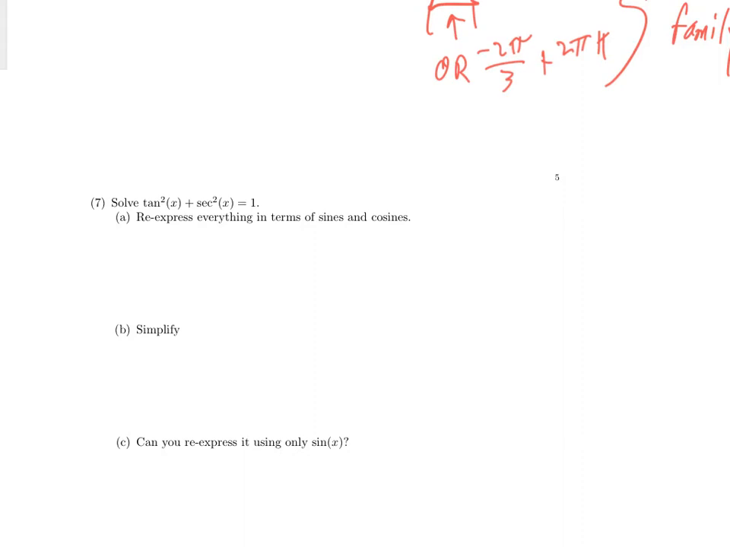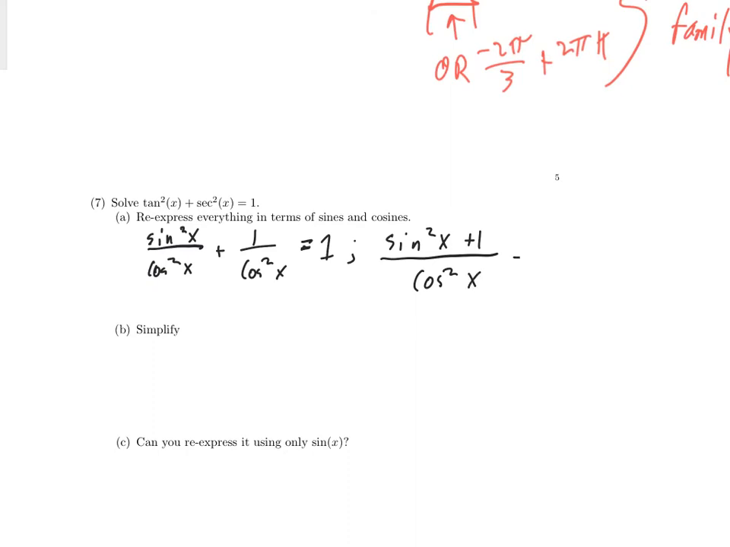So doing that, let's see what we get. Let's re-express everything in terms of sines and cosines. Tangent is sine over cosine. So that'll give me sine squared x divided by cosine squared x plus 1 over cosine squared x is equal to 1. Simplify it down as much as we can. That will give me sine squared x plus 1 all over cosine squared x is equal to 1.